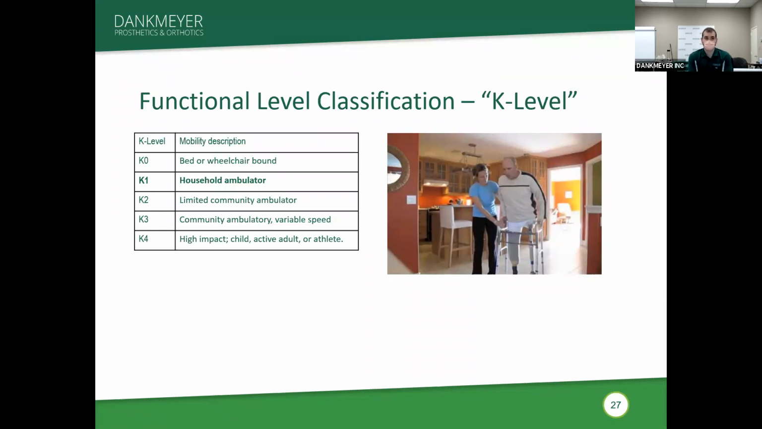The K1 functional level is a bit broader. This is typically reserved as your household ambulator. They're typically not using the prosthesis out in the community as much. But this can range anywhere from using a prosthesis to stand and transfer. It can be as simple as that. I've had several patients that's all they use the prosthesis for. That's fine. That's absolutely necessary to have a prosthesis to be safe during those times of standing and transfer. And then it can range up to doing some limited walking inside the house. These patients typically use assistive devices, typically a walker.